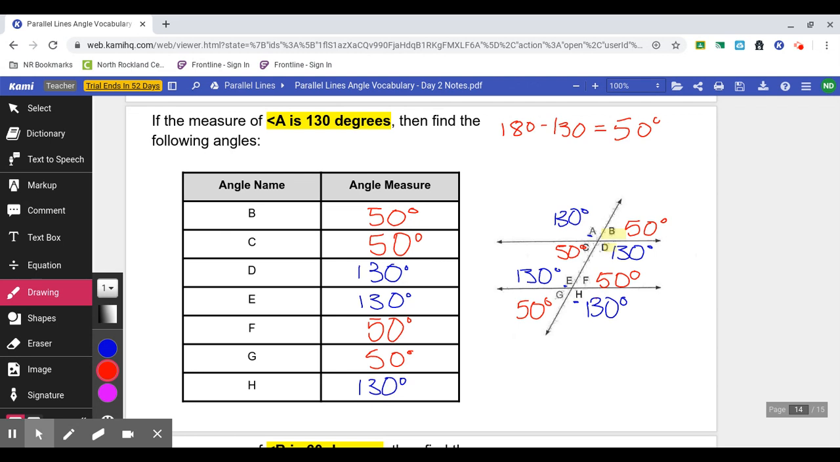All right, guys, so we're just taking these new vocabulary words' definitions and applying them to angle relationships and solving for missing angles. It's kind of like a puzzle. All right, let's look at one more.